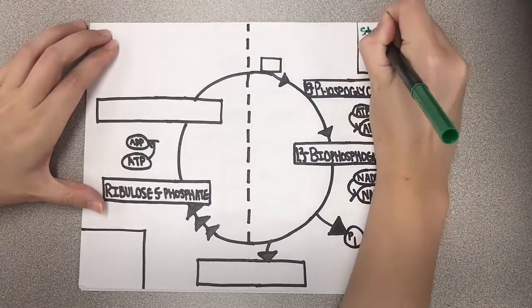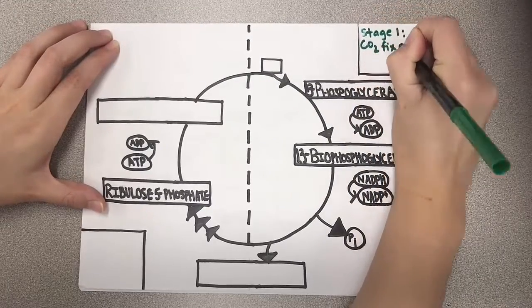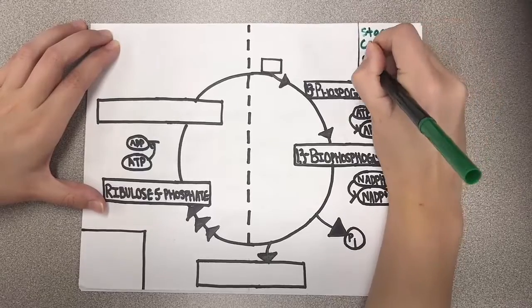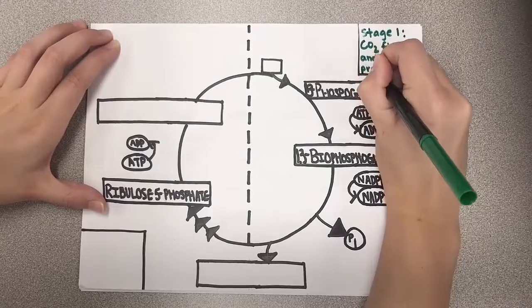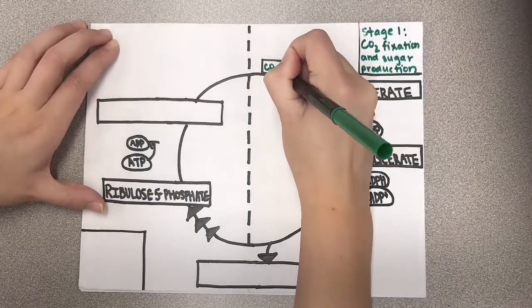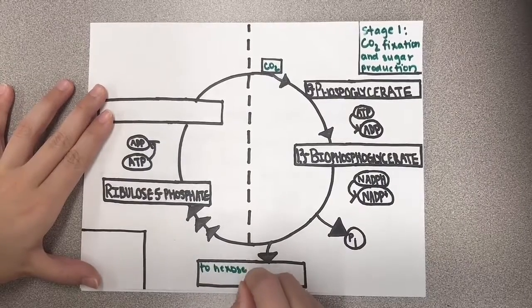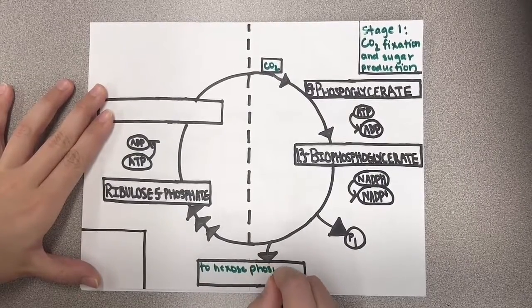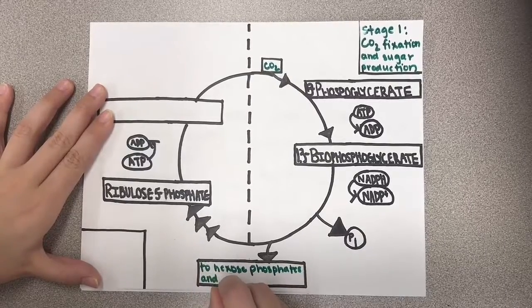The Calvin cycle is done in two stages. Beginning with stage 1, carbon dioxide is fixed, trapped as a carboxylate and reduced to carbonyl level in sugars. This is where glyceraldehyde 3-phosphate, otherwise known as GAP, is produced. This GAP will be later used to make hexose phosphates and polysaccharides.